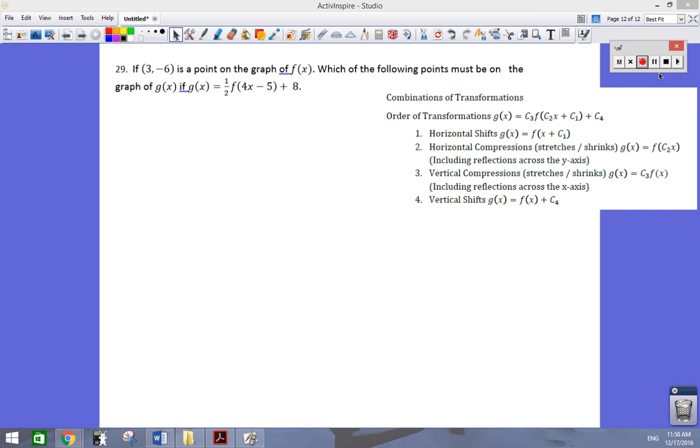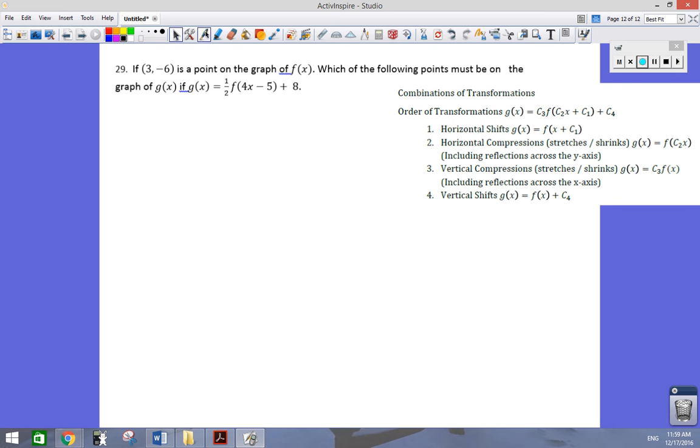All right. So we're looking at these review problems, and we're doing function transformations, and it's telling me that we have a guaranteed point on the graph of f, 3 comma negative 6. It gives me a relation between the graph of f and the graph of g, and it wants me to come up with a point that we know will be guaranteed to be on the graph of g. So we do have to know our order of transformations. So from our skill packet, I cut and pasted those. If you need to review those, right here in the corner.